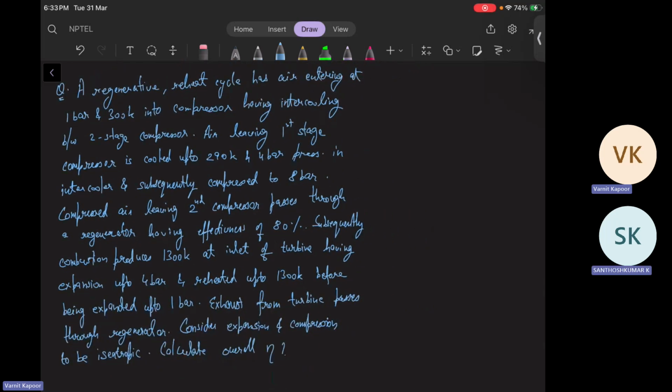Take a few minutes. Sir, I have one doubt in converting Kelvin to Celsius or Celsius to Kelvin. For example, air enters at 20 degrees Celsius. It was converted to 20 plus 273 equal to 293 Kelvin. So what type?